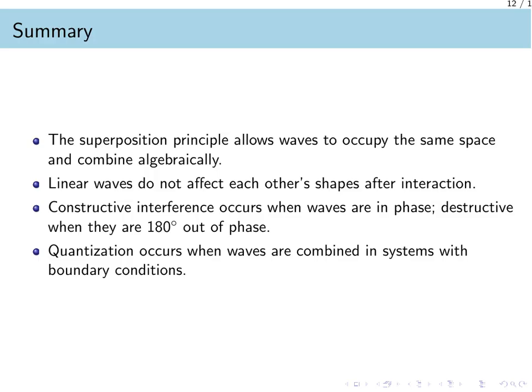In summary, the superposition principle explains how waves combine algebraically when they occupy the same space. Linear waves are unique because they do not permanently alter each other's shapes after an interaction. We have learned that constructive interference results from waves being in phase, while destructive interference happens when they are 180 degrees out of phase. Finally, we touched on the concept of quantization, which occurs when waves are confined within systems that have specific boundary conditions.